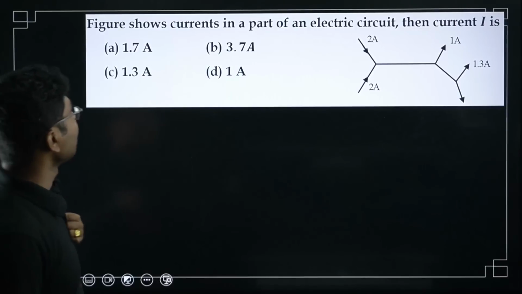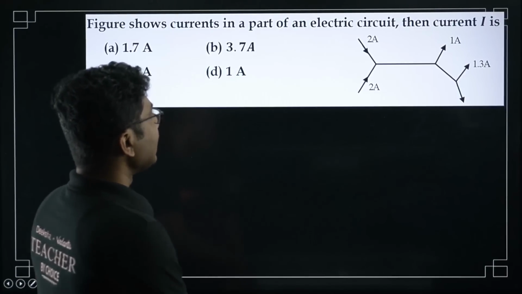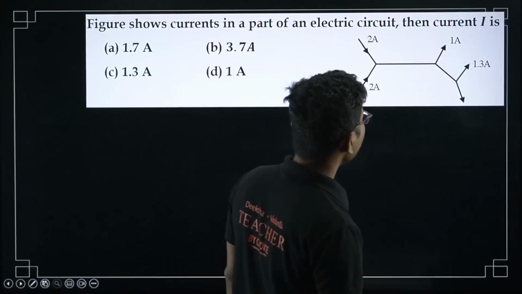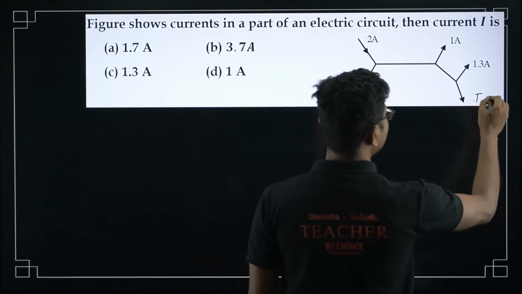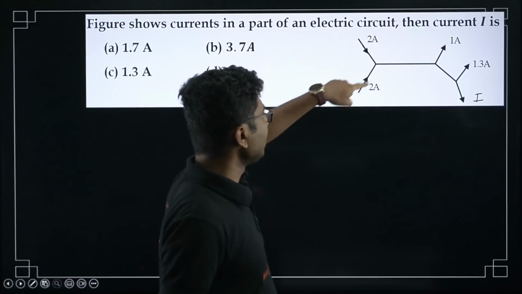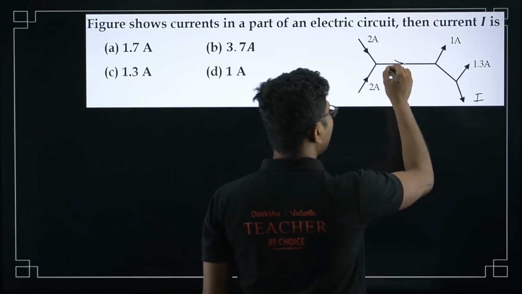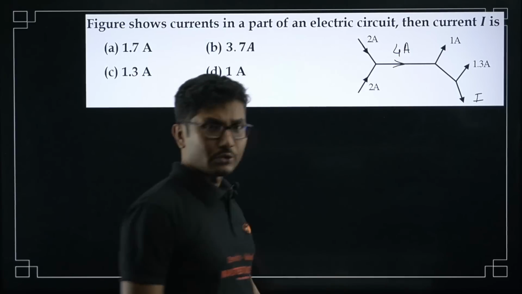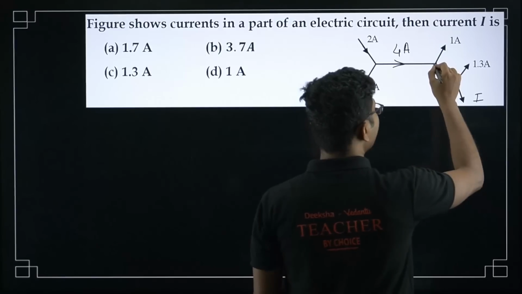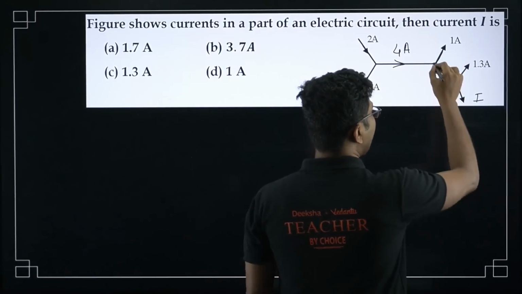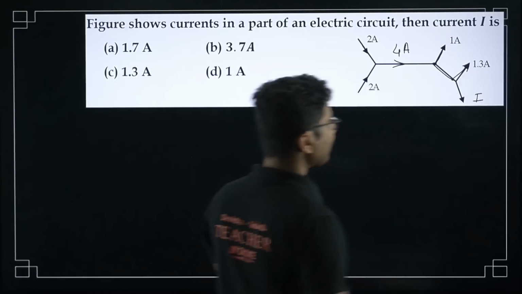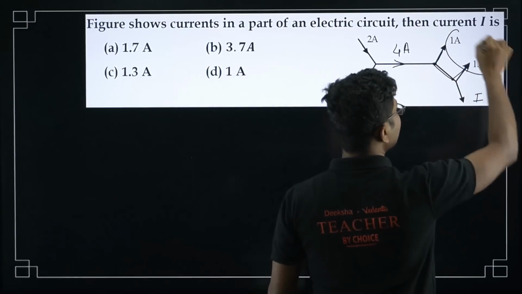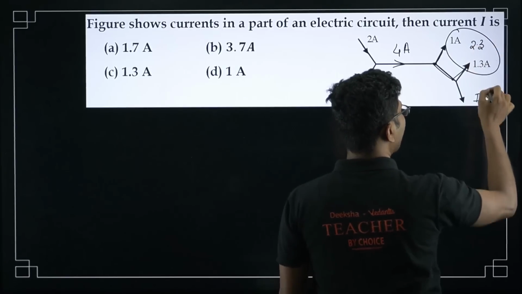Another question, figure shows current in a part of an electric circuit, then current I is. So here we have a part of the circuit. You have to find what is the current I. 2 ampere goes in, 2 ampere goes in. So from Kirchhoff's current law, 4 ampere must be going in through this point. Now after reaching over here, 1 ampere goes out, and here 1.3 amperes goes out. So 1.3 and 1 are going out. That means what is going out here? Total current that goes out is 2.3. So what is this current I?